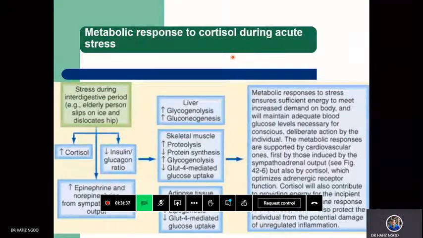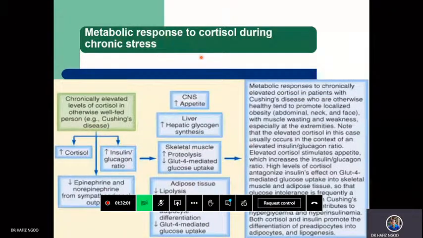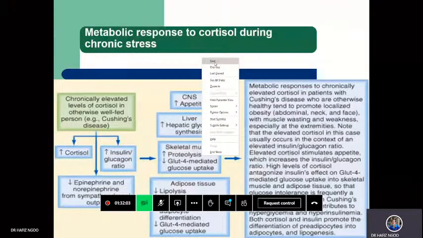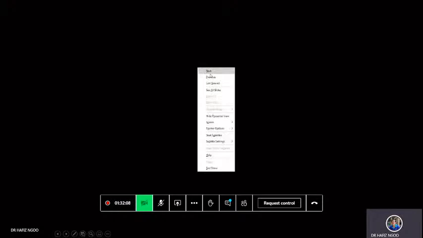Okay, so that is the metabolic response to cortisol during acute stress. There's another slide where you can actually read that these are acute stress. We are going to do a lot tomorrow about stress, acute and also chronic stress, and how that system can be activated to protect us or become a disease. Then this is another slide to show you about chronic stress. Okay, so that's the summary. I'm done. Any questions?